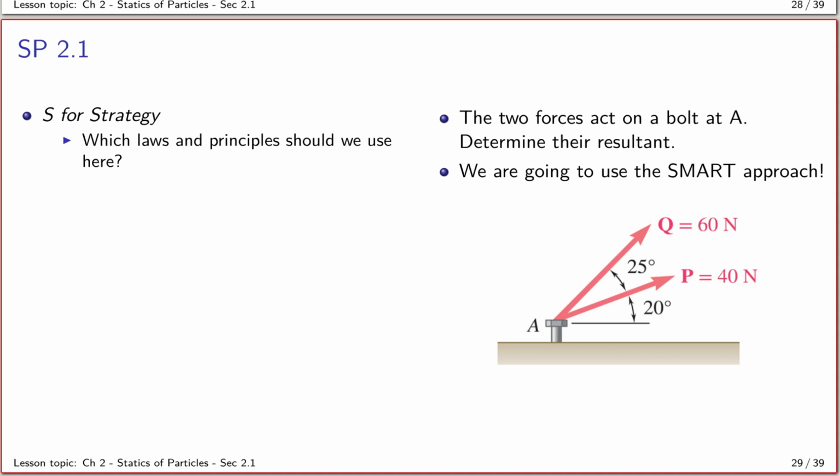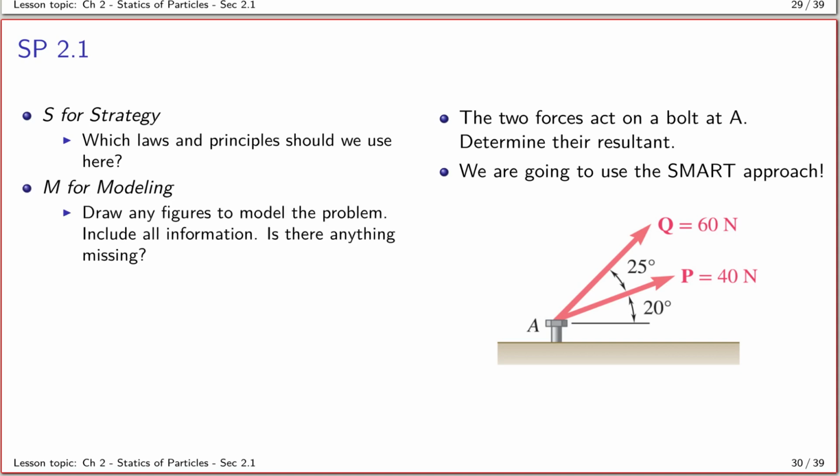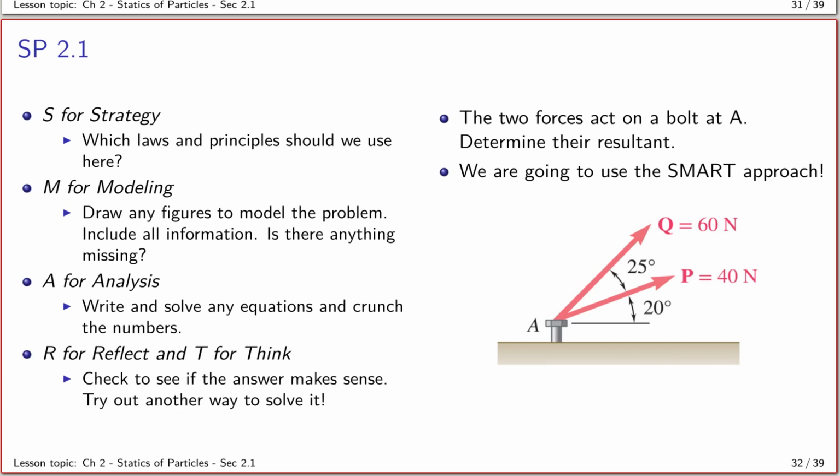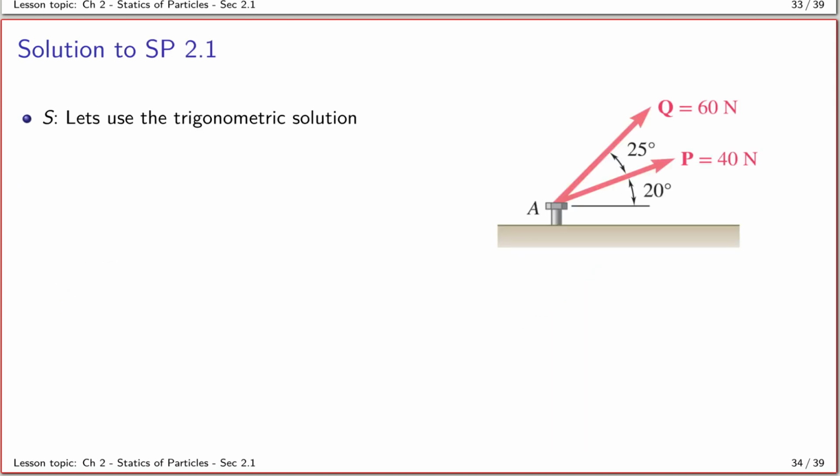So remember, the SMART approach: S is for strategy, which means what laws and principles should we use here. M is for modeling, which means draw any figures to model the problem, include all information like the angles and the magnitude of the forces, and fill in any additional information you can. A is the analysis, where you write and solve any equations and crunch the numbers. And then finally, you reflect and think to see if your answer makes sense. Okay, so let's start with S.